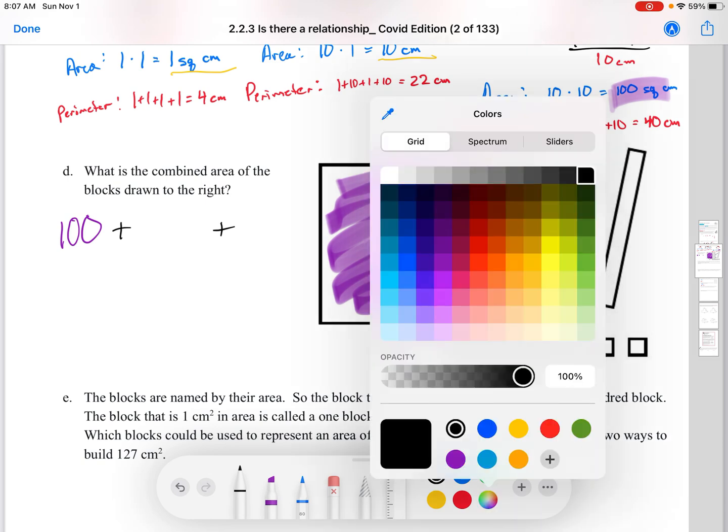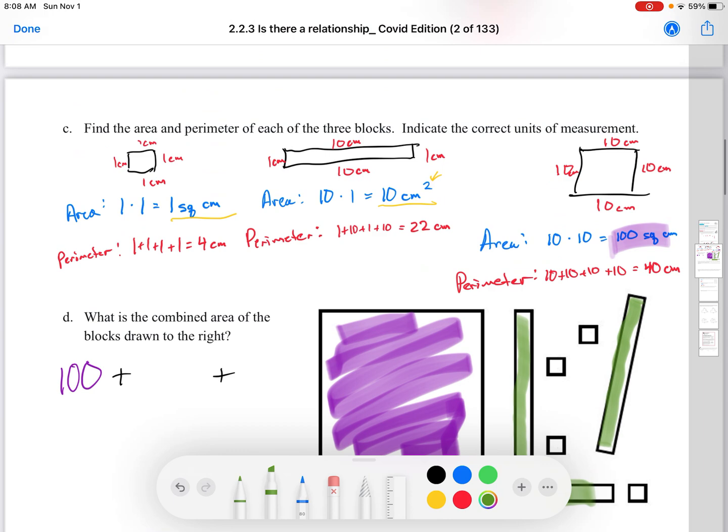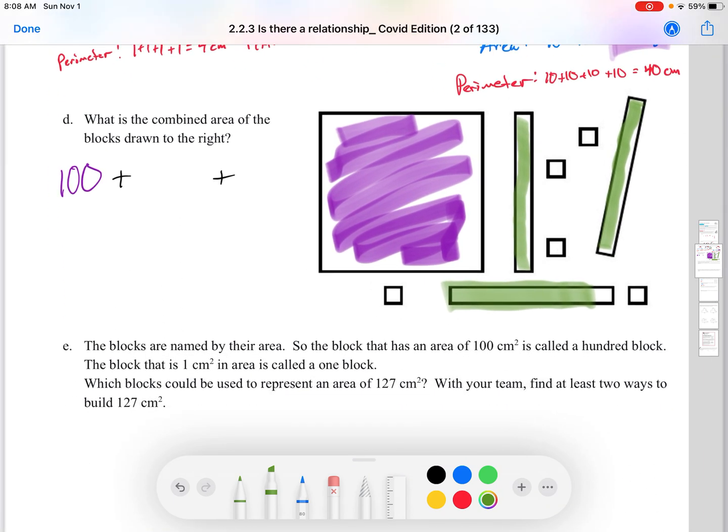Let's choose another color here. Let's do a green. So the green here, in this case, we're going to use for those long ones. We're getting the name of them right there, right? 2 and then 3 of them, right? And the area of each of those is 10. So I probably could have labeled that right here. So that's going to be 30 square centimeters, right?